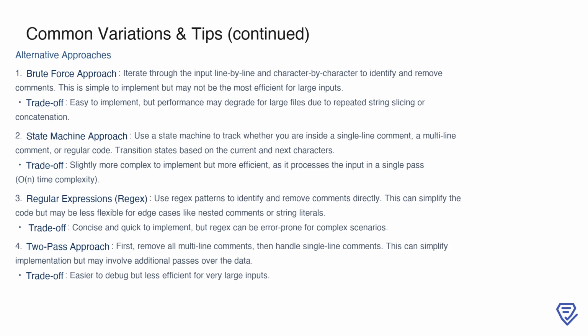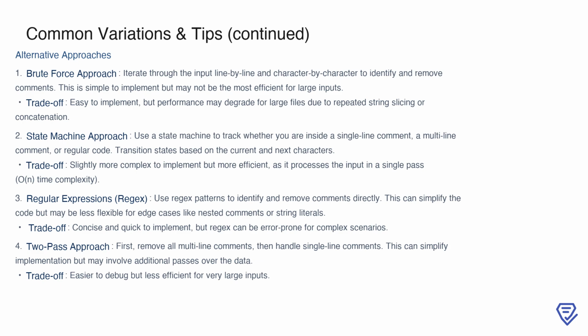There are several approaches you can use to solve the remove comments problem, each with its own trade-offs. One option is the brute force approach, where you iterate through the input line by line and character by character to identify and remove comments. This method is straightforward to implement but may not perform well for large inputs due to repeated string slicing or concatenation. A more efficient option is the state machine approach, where you track states such as being inside a single-line comment, a multi-line comment, or regular code. This approach is slightly more complex but allows you to process the input in a single pass, achieving O(n) time complexity.